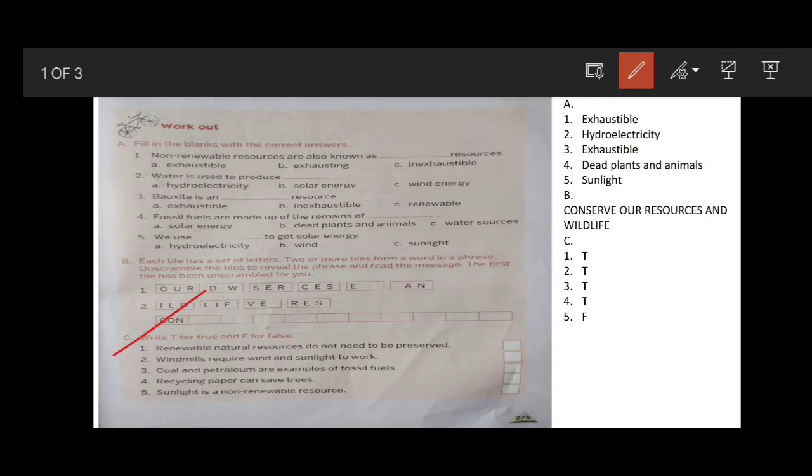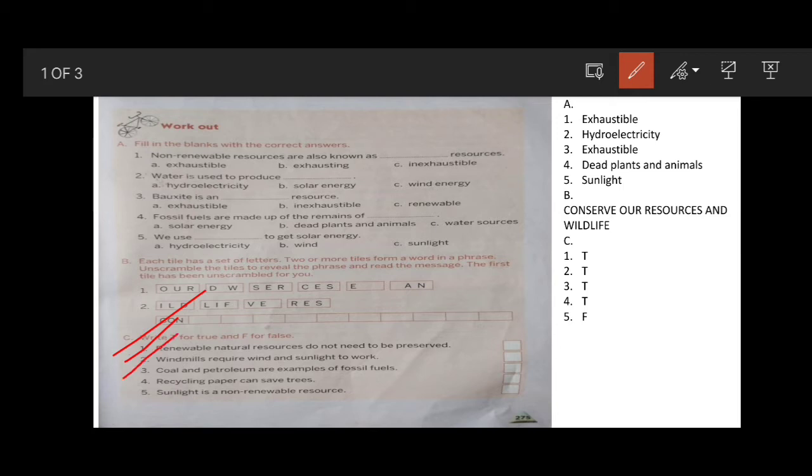Next, exercise C. Write T for true and F for false. 1. Renewable natural resources do not need to be preserved. The answer is true. Yes, why? Because we can obtain renewable resources again and again. It renews naturally.